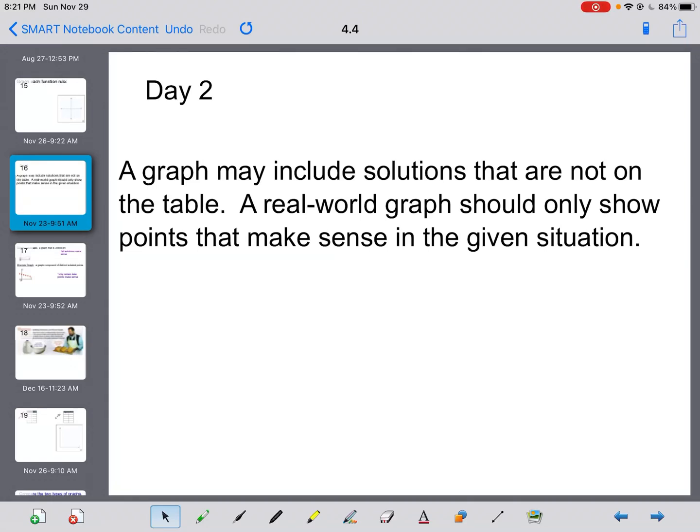4.4 part 2. We worked on graphing the functions yesterday, and today I'm going to show you that there's actually two different types of graphs, two different ways that you are going to have to draw them depending on the situation. Like this states, a graph might have solutions that are not actually on your table. A real world graph should show only the points that make sense in that given situation. Okay, so these are going to mostly be word problems so that you can see what the situation actually is.